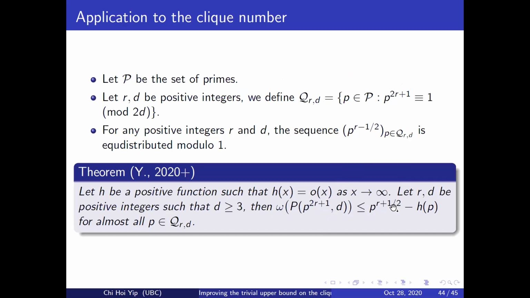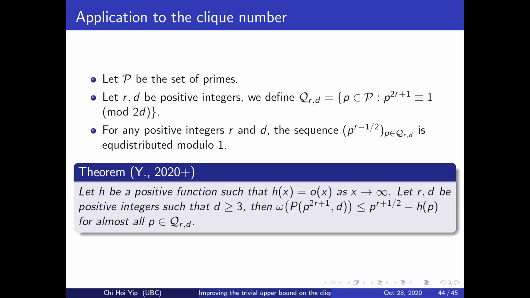But we are able to improve that by this kind of little o(p) factor, which is non-trivial, because the previous best result is that the trivial upper bound can be improved by 1, but we are able to improve this by little o(p).